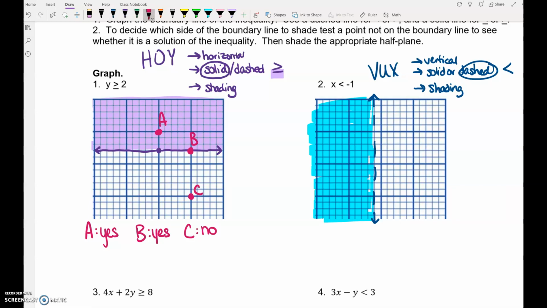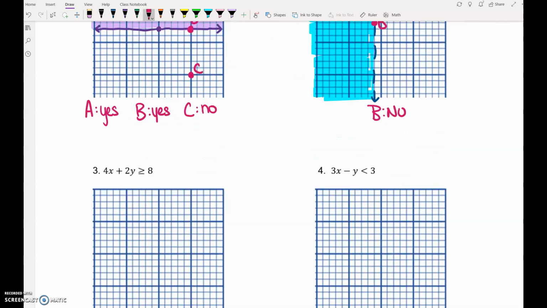Really quickly, is point A a solution? Yes. Is point B a solution? No. Point B is not a solution because it is on a dashed line. The dashed is not included in the shading.